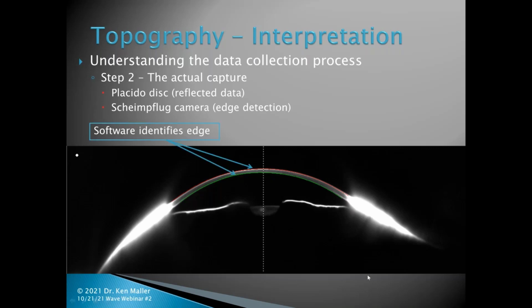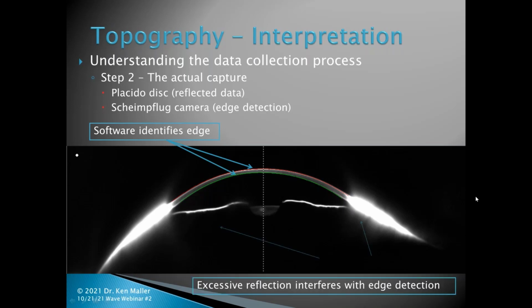So what happens here is that the software identifies the edges of the cornea. And in this particular image, you can see that there's a red line and a green line. The red line is the edge of the anterior surface of the cornea, and the green is the posterior surface of the cornea. It does a very, very nice job of creating a continuous surface with those red and green lines, and that would be the surface that is then fed into Wave.